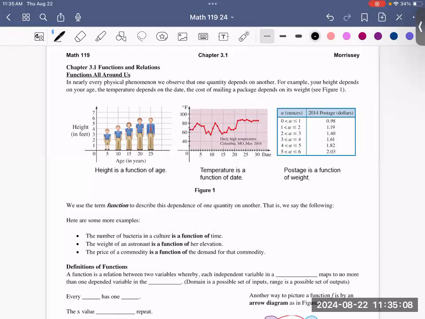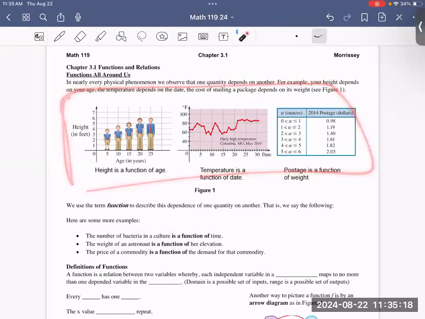The cost of the mailing package depends on its weight. The heavier that package is, the more it's going to cost. And we can see all of those in different forms of charts. We have a nice visual chart here with height. We have a scatter plot of sorts, and then we have just your standard chart here.